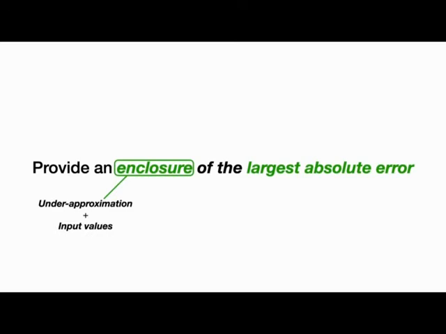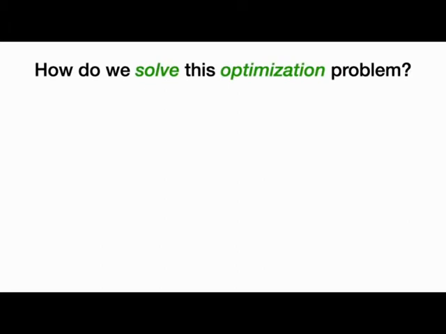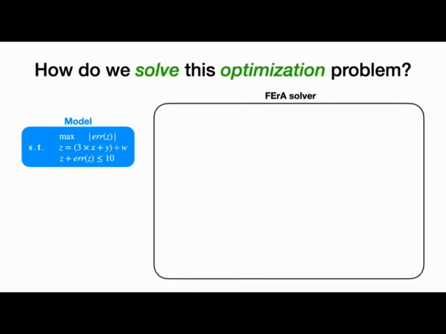while we will also compute an over-approximation of errors. Computing such an enclosure can be seen as an optimization problem, where we will maximize the under-approximation of the largest absolute error. But how do we solve this optimization problem? We start with a model representing the problem we want to solve, and we will give it to our solver Fera, more particularly to the branch and bound algorithm.